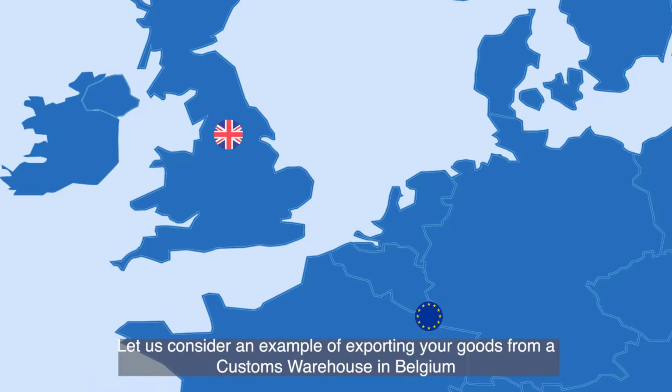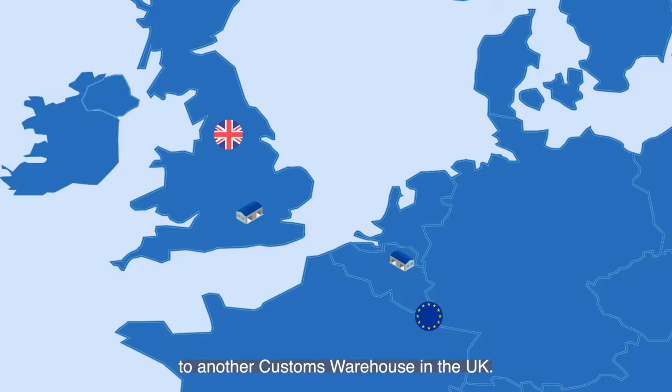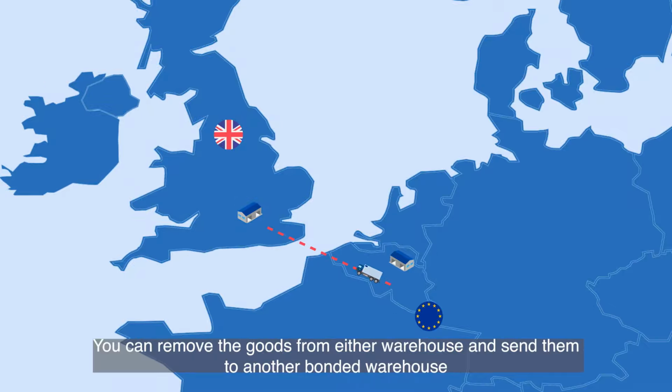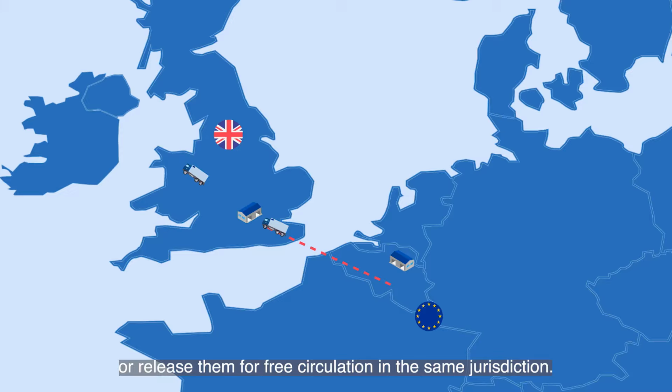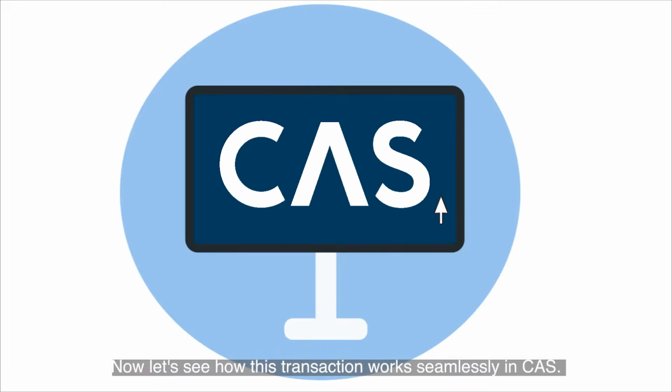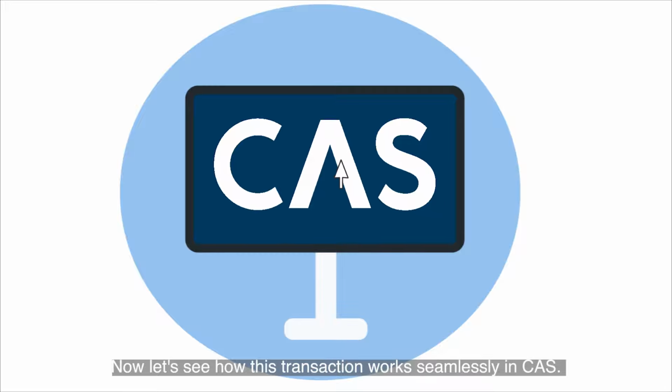Let us consider an example of exporting your goods from a customs warehouse in Belgium to another customs warehouse in the UK. You can remove the goods from either warehouse and send them to another bonded warehouse, or release them for free circulation in the same jurisdiction. Now let's see how this transaction works seamlessly in CAS.